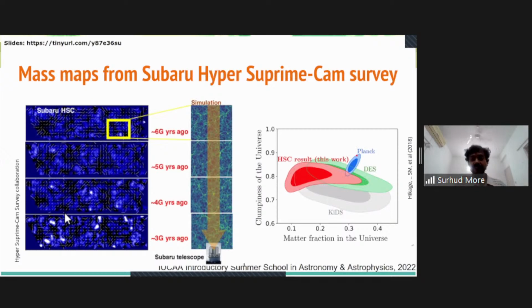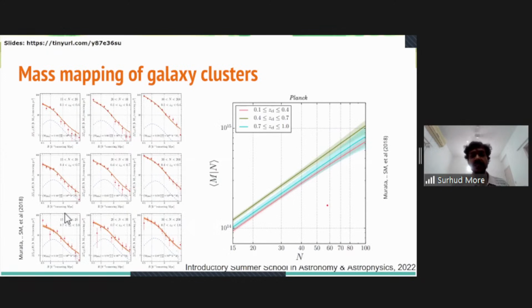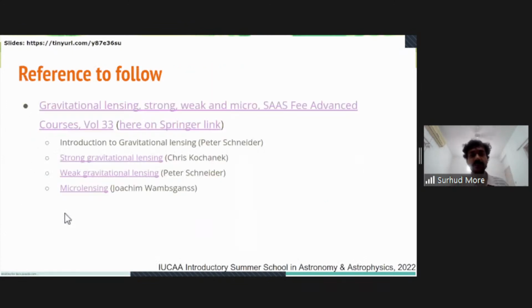So you can measure these quantities and compare each of these models with each other and learn about the cosmological parameters. In addition to this, you can also learn about the masses of galaxy clusters and so on. Let me not go into this right now. You can ask me questions about this. This is where I wanted to stop.